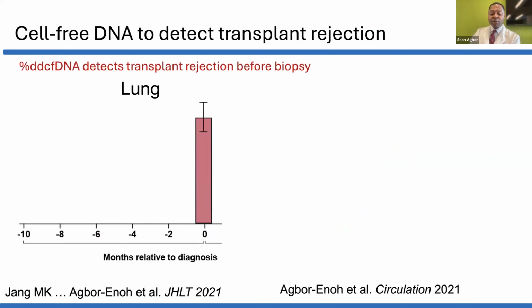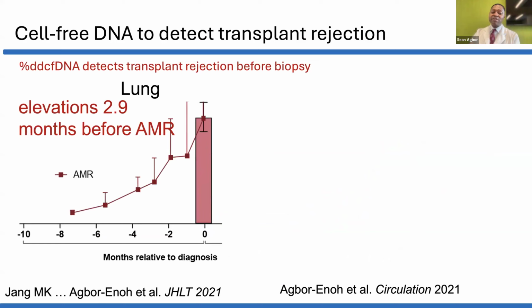If this is a cohort of lung transplant patients in which time 0 is the time that we make the clinical diagnosis of AMR, as you can see there, your percent donor-derived cell-free DNA is high, and it's high 2 to 4 months before that diagnosis is made. Indeed, 75% of patients with antibody-mediated rejection will show this.